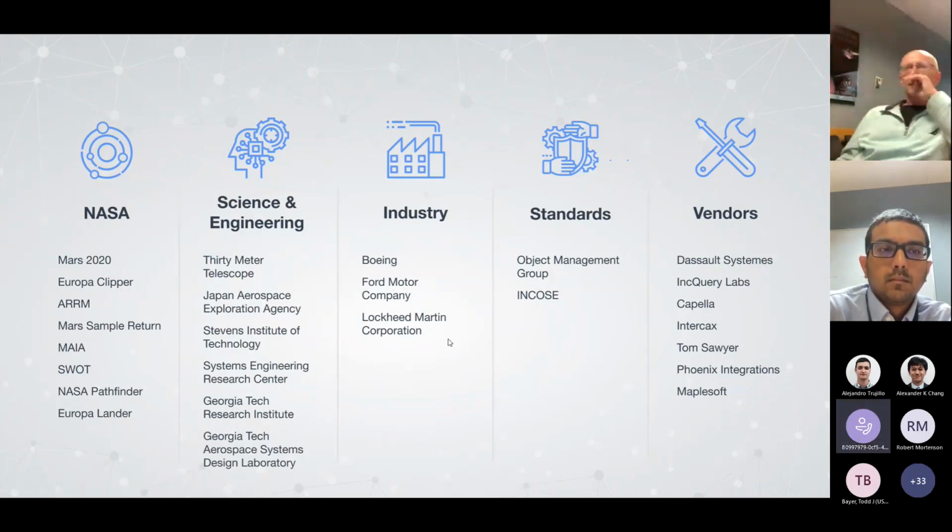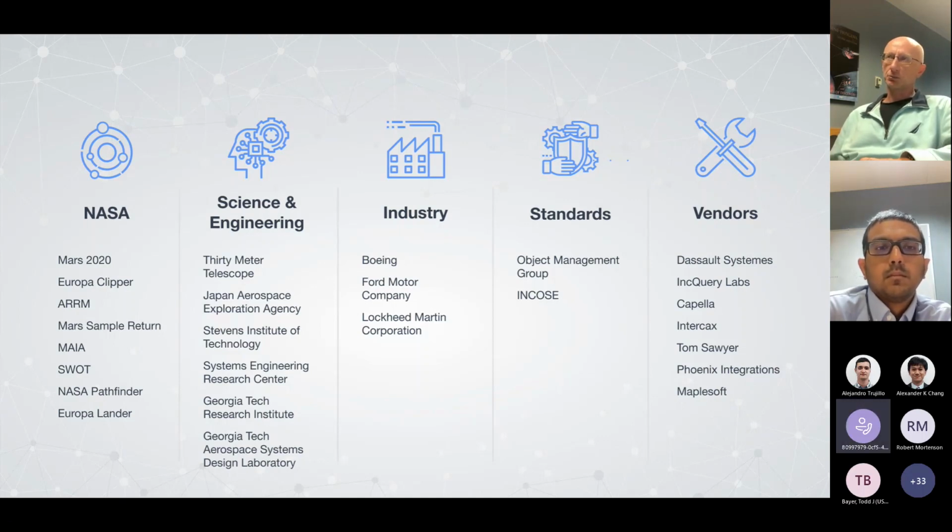So the OpenMBEE infrastructure and community has grown significantly over the last years. Meanwhile, there's more than 500 members across different industries and other organizations. So users on the NASA side, Mars 2020 and other projects, the Thirty Meter Telescope and other organizations. In industry, Boeing has been a big contributor. Standardization bodies like the Object Management Group or INCOSE, but also commercial integrations have become available with the OpenMBEE software infrastructure.